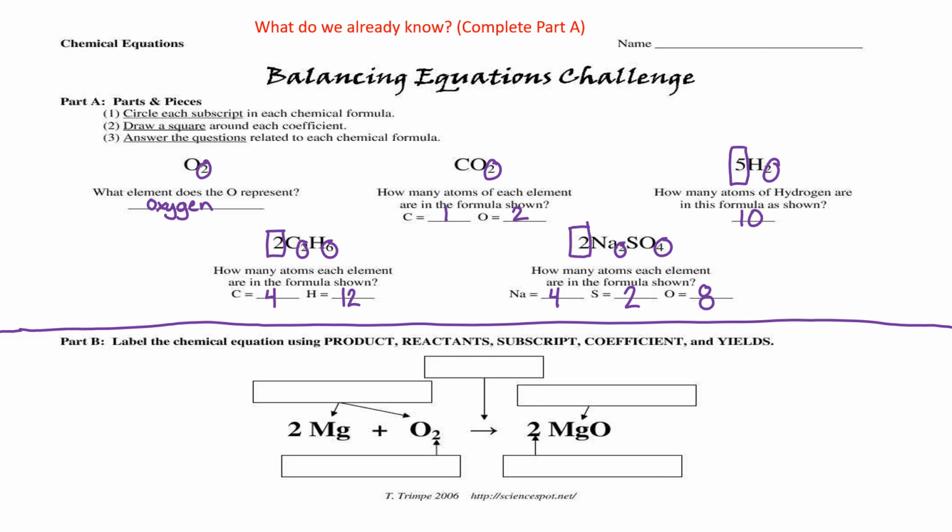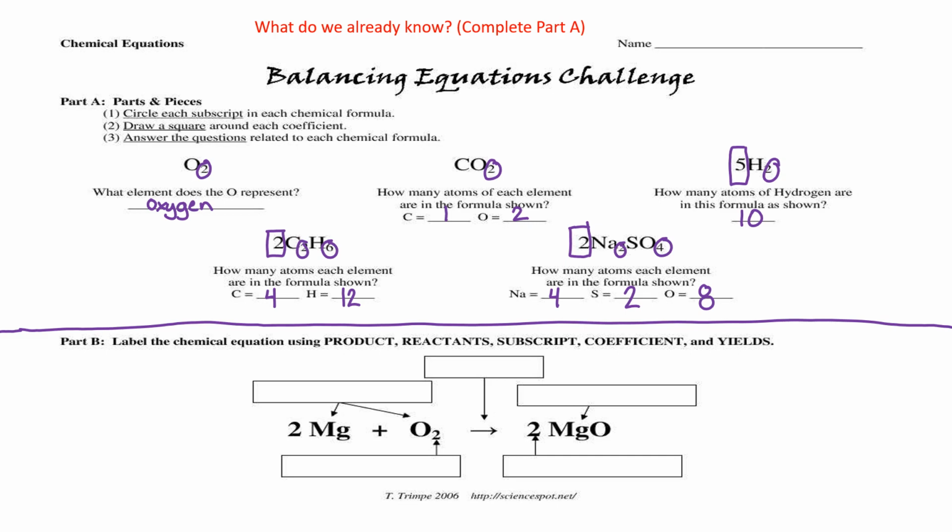For coefficients, we only had three coefficients, the 5 in front of H2, the 2 in front of C2H6, and a 2 in front of Na2SO4. Now, again, skills that we should have. We should be able to look at the symbol O2 and recognize that as oxygen. It's a diatomic element. So recall that. For CO2, it wants to know how many atoms of each are in there. So I have 1 carbon and 2 oxygens. Remember, the subscript only goes with the element that's immediately in front of it.